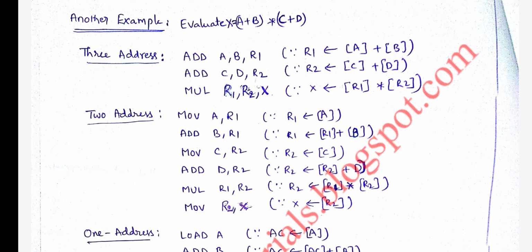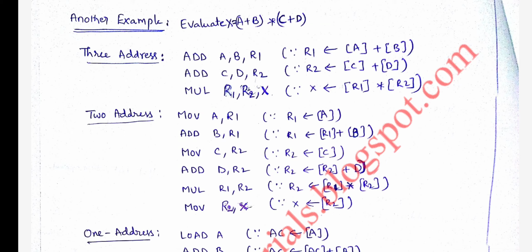Now our aim is to multiply these results. So R1 and R2 are multiplied and the result is stored in X. So these are the instructions which we use for evaluating X = (A + B) * (C + D) in 3 address instruction format.